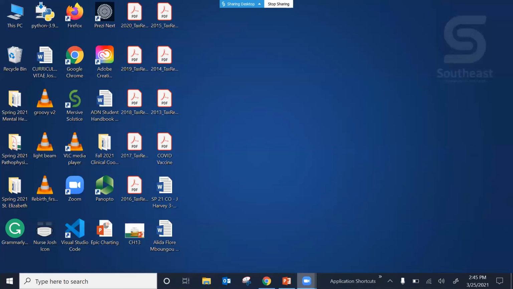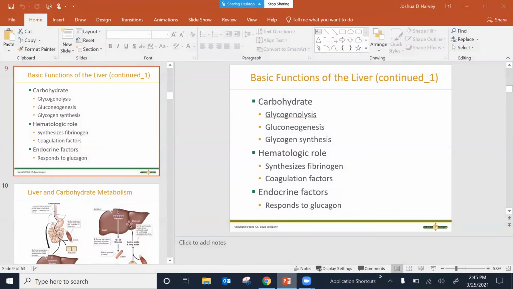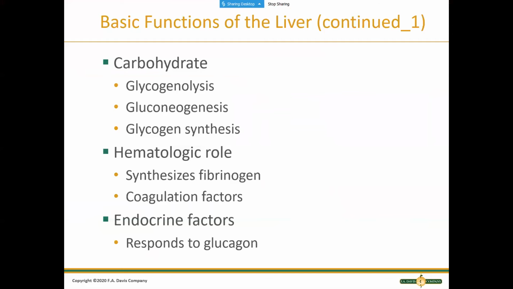I'm trying to reshare my screen here. Any questions so far about liver stuff? I just think that liver is so complicated.